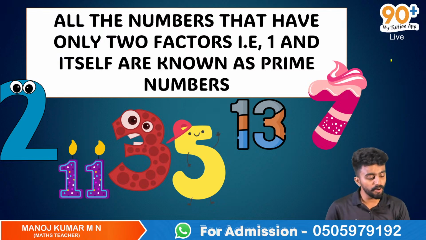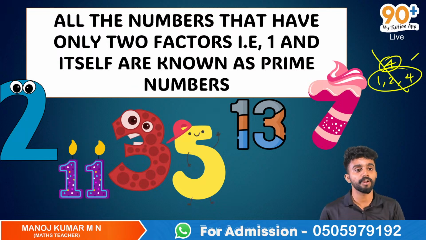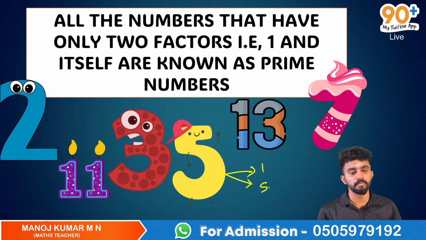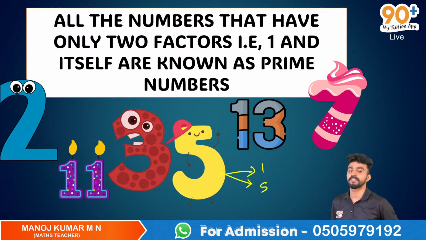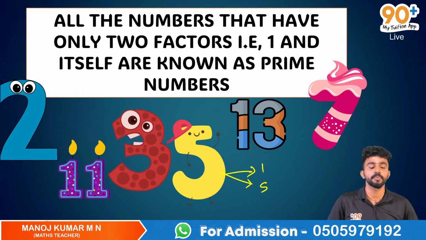Now for the number 4, as I've discussed, we have 1, 2 and 4. So number 4 is not a prime number. Next we have number 5. For number 5, I have just 1 and that particular number 5. 1 into 5 is 5. There are no other numbers where we'll get the value as 5. When I take 6, for 6 we have 1, 2, 3, 6. So 6 we can't take.